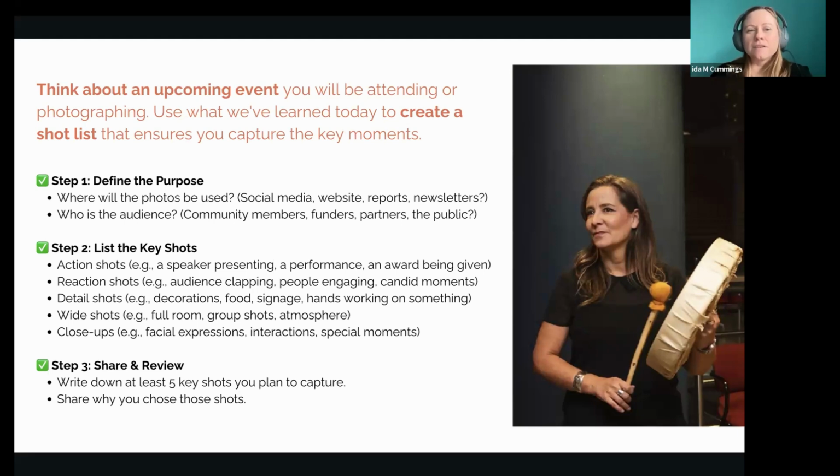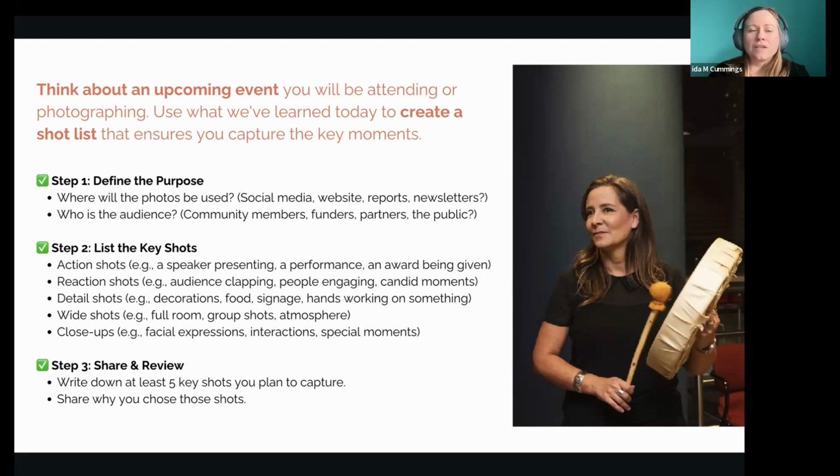Detail shots. These are usually close-ups of maybe signage, decoration, hand holding. Is there a sign that says what the event is? Having a picture of the sign and the event behind it is just a great way to introduce the event and show it. And think of the difference between wide shots.